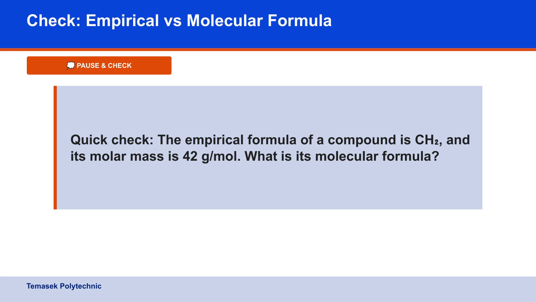So we have an empirical formula of CH2 and a molar mass of 42 grams per mole. First, calculate the empirical formula mass. Carbon is 12, hydrogen is 2 times 1, giving us 14 grams per mole. Then, divide the molar mass by the empirical formula mass. 42 divided by 14 equals 3. So we multiply the subscripts by 3, giving us the molecular formula C3H6.